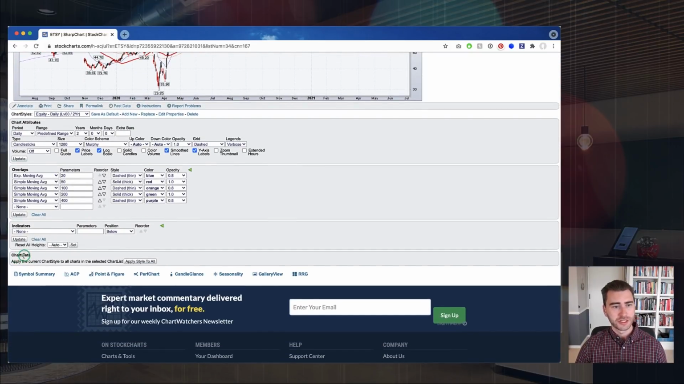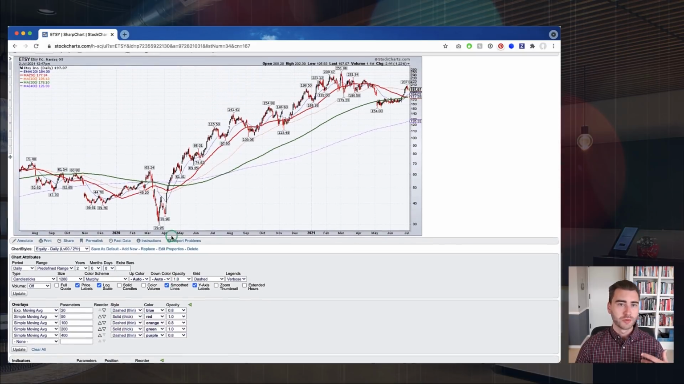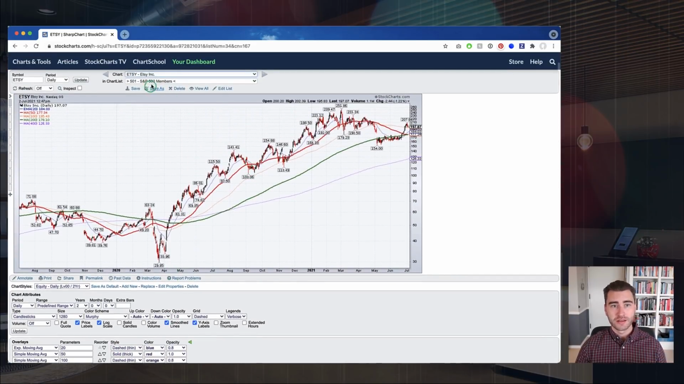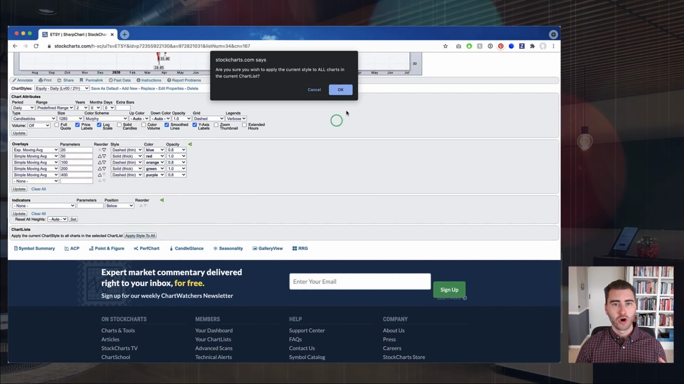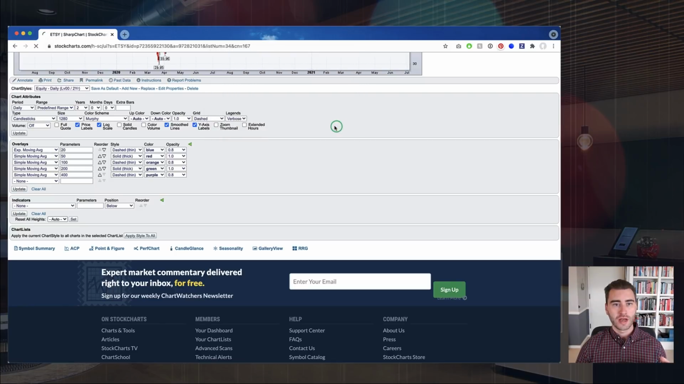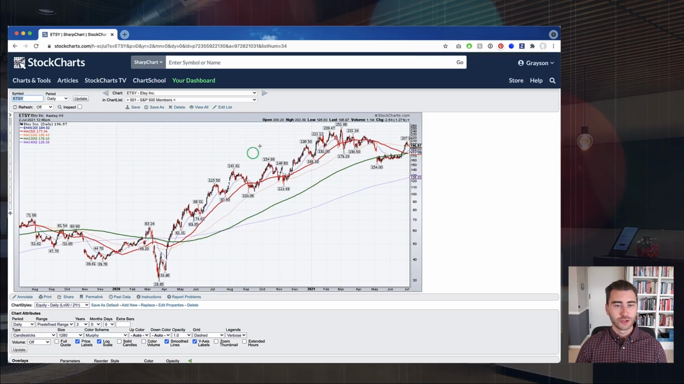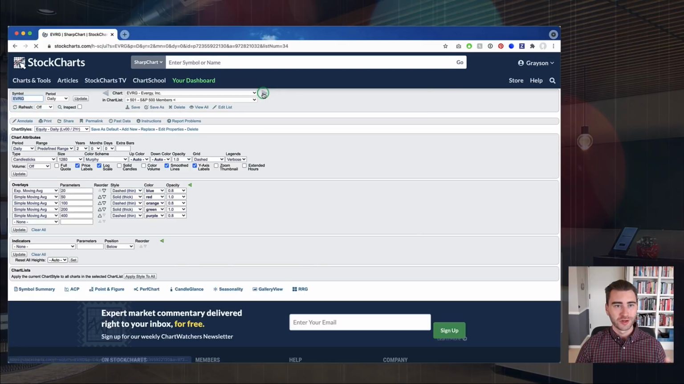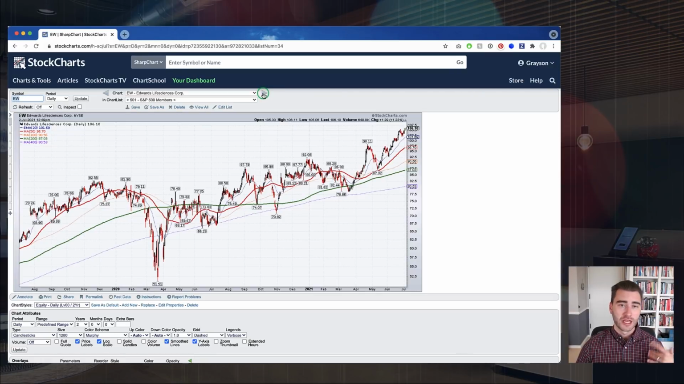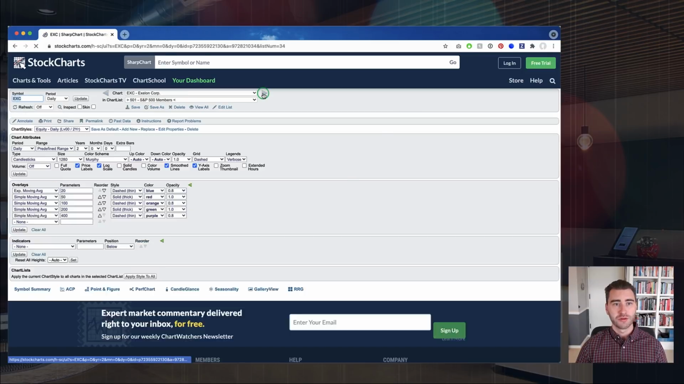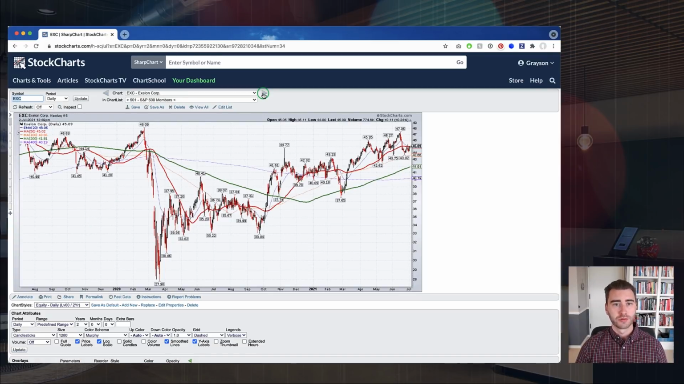We can come down to this little section here, chart lists, and you can see this note, apply the current chart style to all charts in the selected chart list. So if I wanted to assign this chart style to everything in this S&P 500 list, all I've got to do is come down here, hit apply style to all. I'm going to hit confirm here twice. And now if I hit this little arrow and flip over to Evergy, you can see that we've got that same very simple price view assigned to everything in this list. So as we start to flip through all the stocks in the S&P 500, we've got that simple price view.